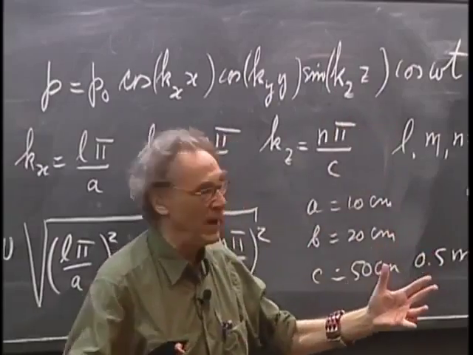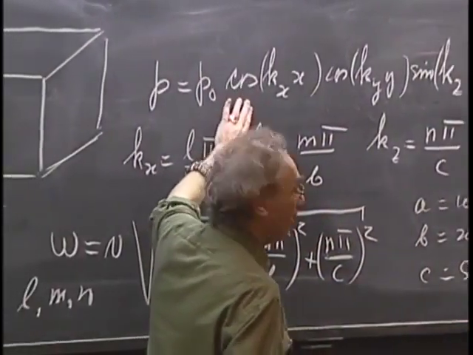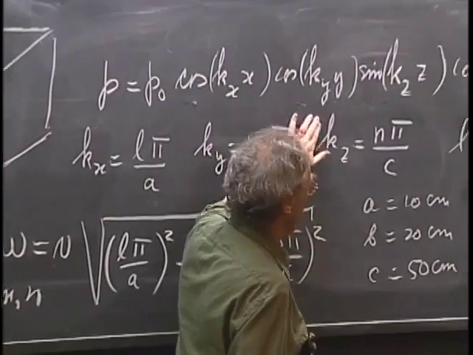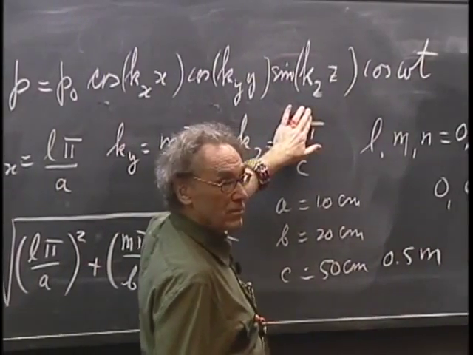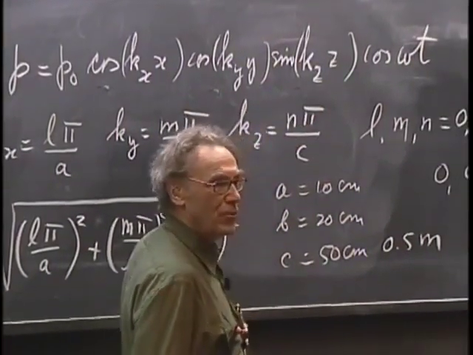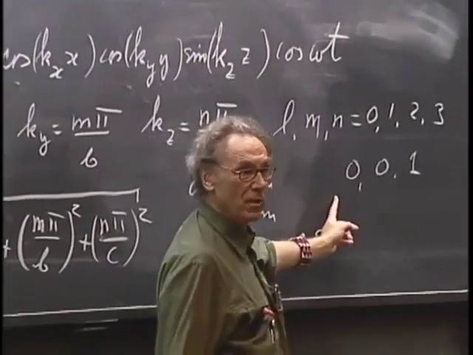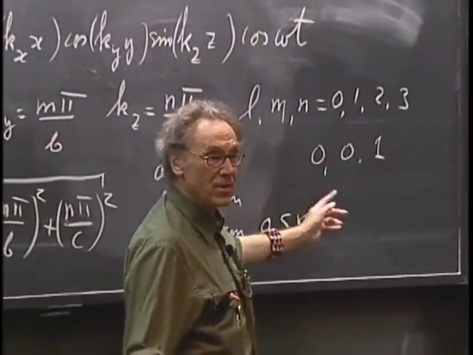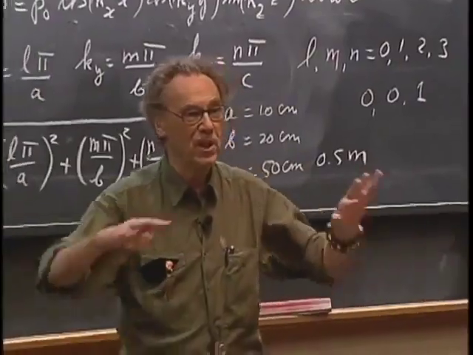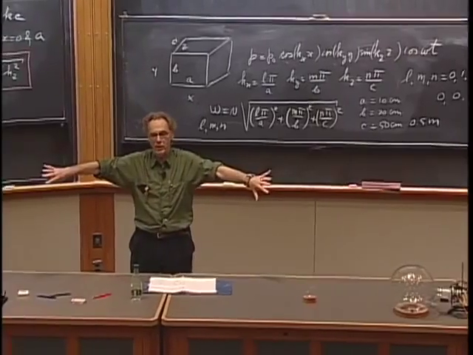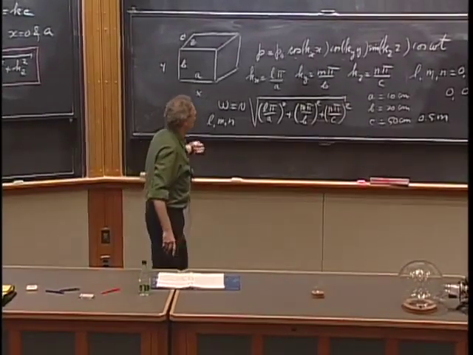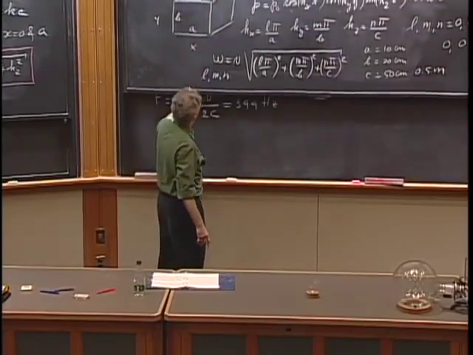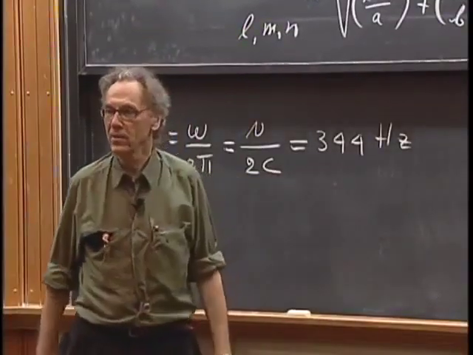So now you have a situation that, yes, L can be 0, M can be 0, but n cannot be 0. So what now is the lowest possible frequency? It's the same, 001. And so the lowest possible frequency when you break out, when you make it a tunnel, is again 344 hertz.